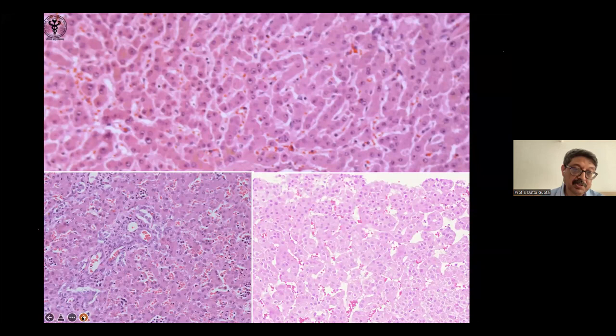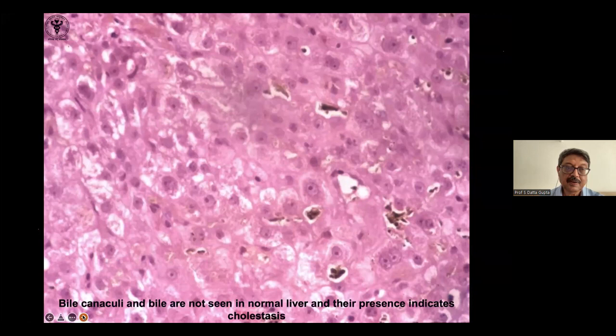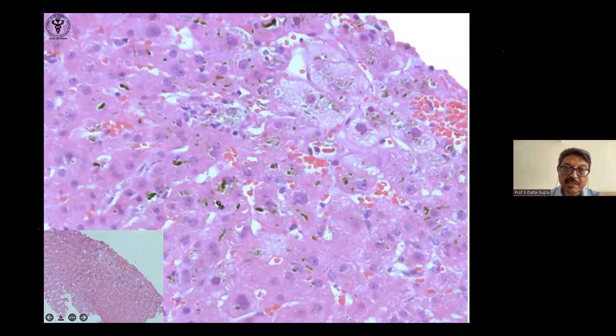Normally, the canaliculi cannot be seen. You don't see bile in the canaliculi. If you find bile visible in the liver, then it is abnormal in a liver biopsy. It is always abnormal. It indicates some form of cholestasis. Bile can be seen in the canaliculi or within the cells. If you see it within the cell, it is called cellular cholestasis. If you see it in between the cells in the canaliculi, it is called canalicular cholestasis.